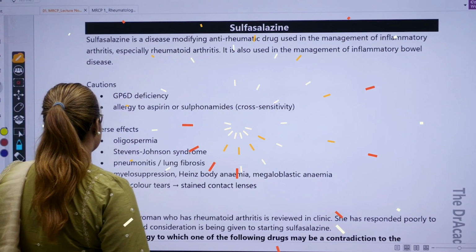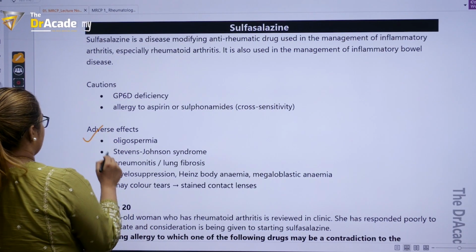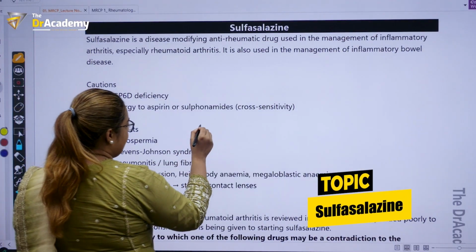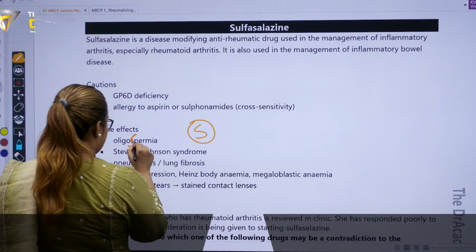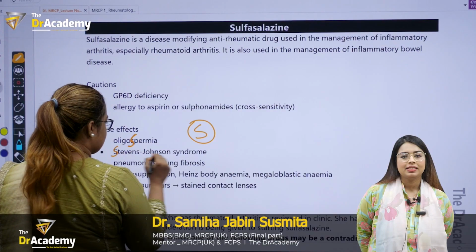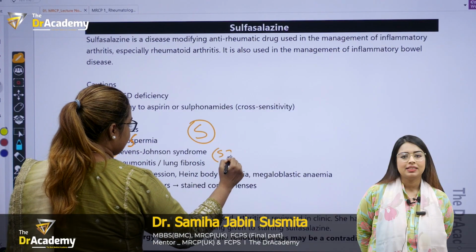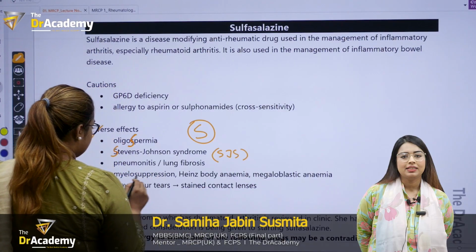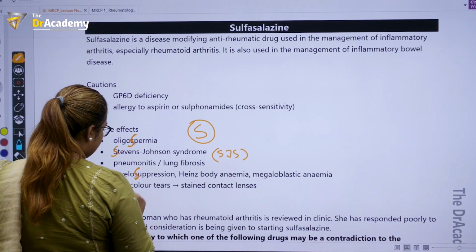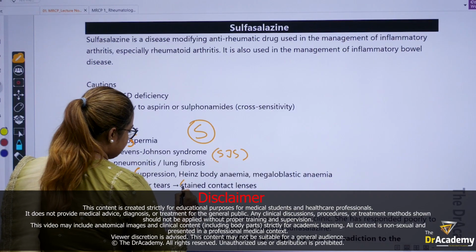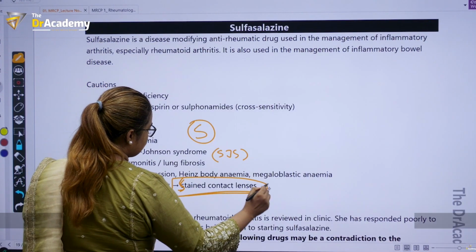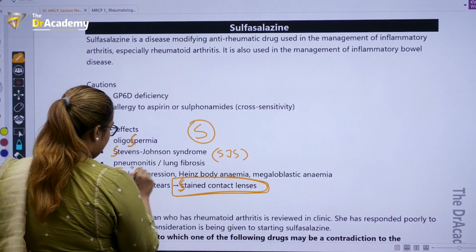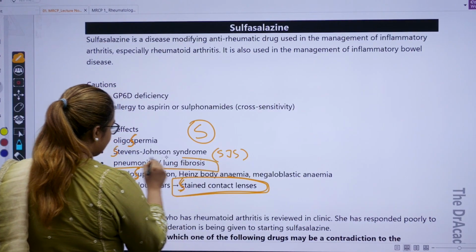The side effects of sulfasalazine are very important. You just remember the S side effects. S means spermia, oligospermia, Stevens-Johnson syndrome, and then suppression, that is myelosuppression, and also the stain color slant. So all the side effects start with S, and just add the pneumonitis and the lung fibrosis.